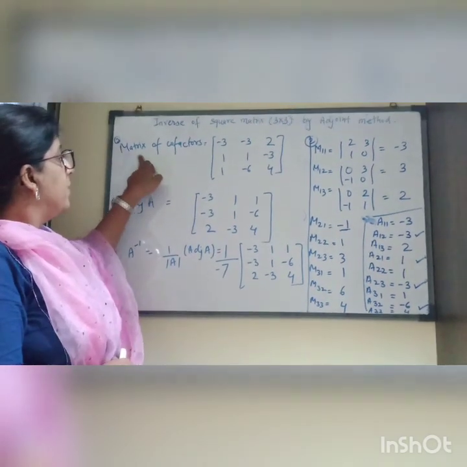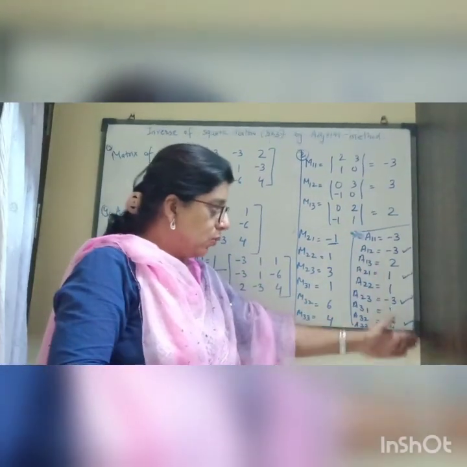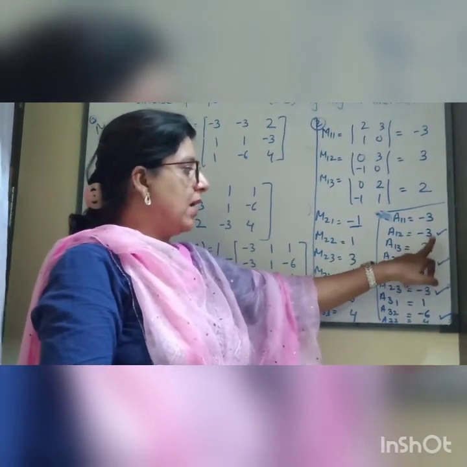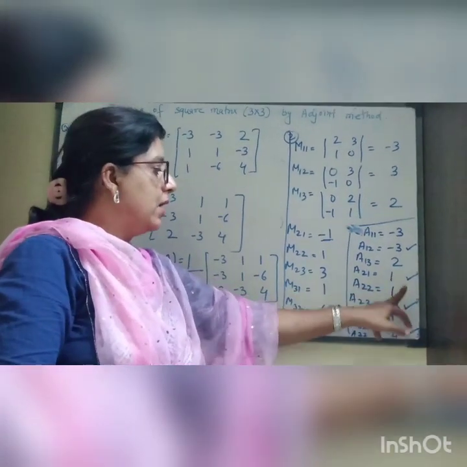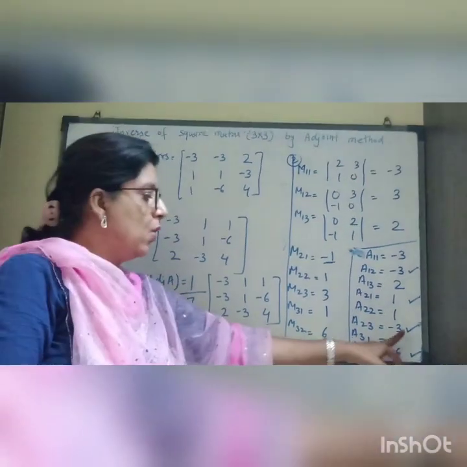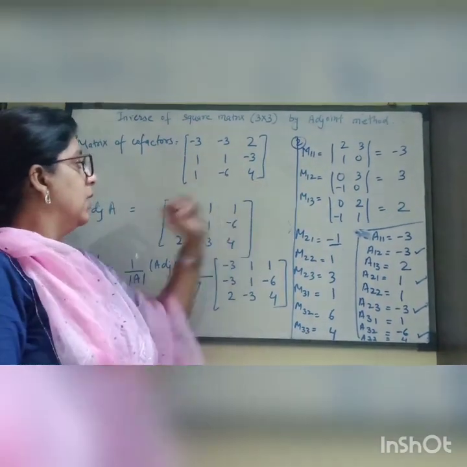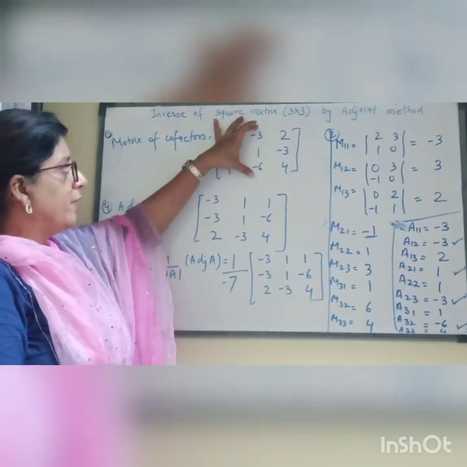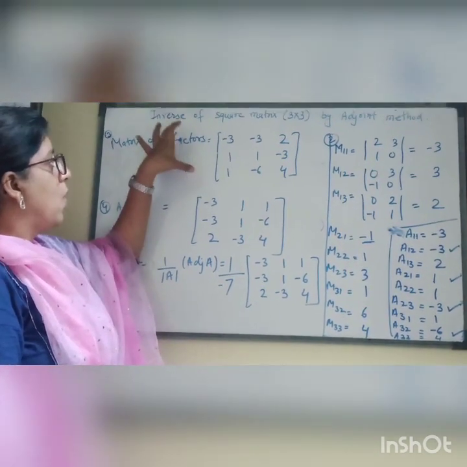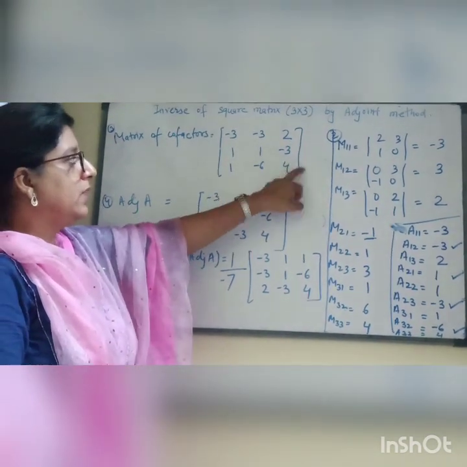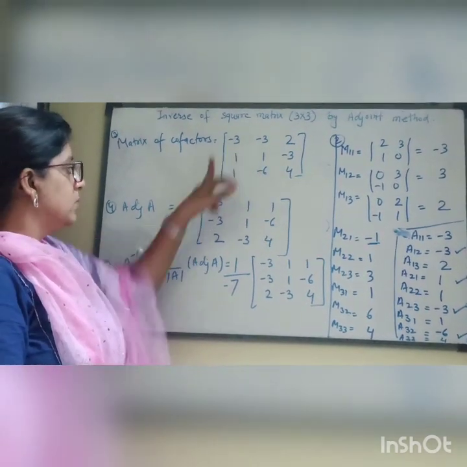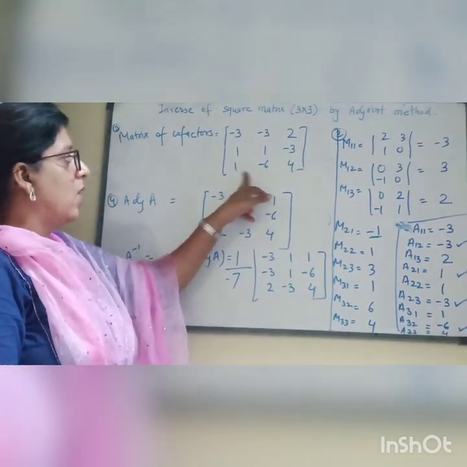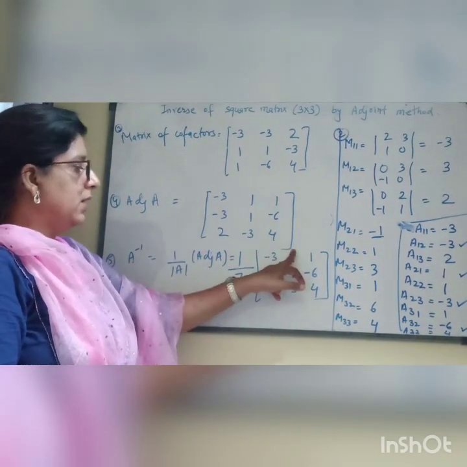Now the third step, the matrix of cofactors. All the cofactors that we have found, we have to write in the form of a matrix: -3, 2 in the first row, 1, 1, -3 in the second row, 1, -6, 4 in the third row. Now the adjoint of A, the fourth step. The adjoint of A is the transpose of the matrix of cofactors. So we have to write the transpose of this matrix, rows into columns. So -3, -3, 2, 1, 1, -3 we'll write in the second column, 1, -6, 4 we'll write in the third column.